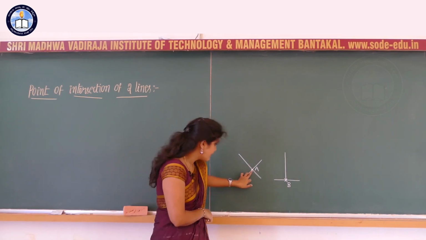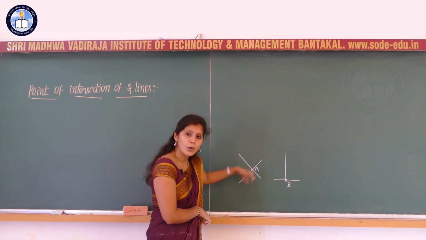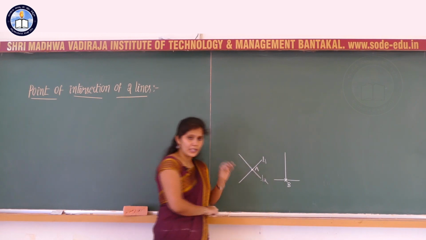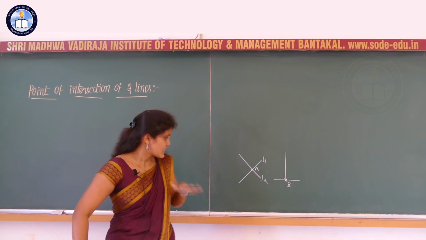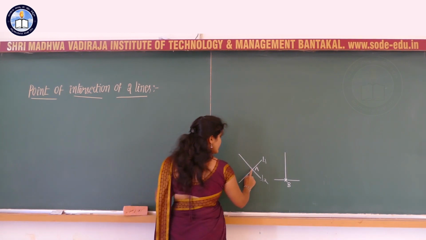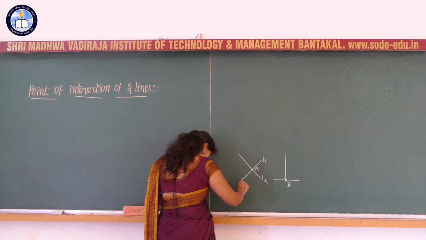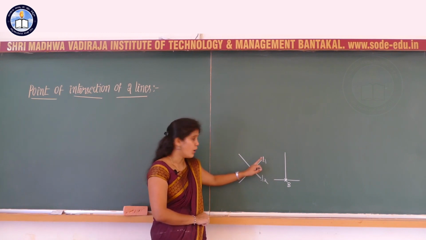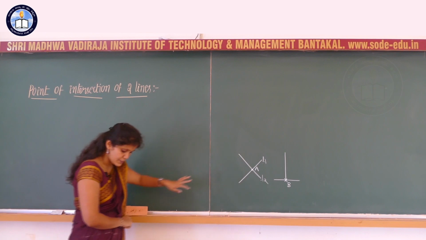Here you are having one point and this point is common to both the lines L1 and L2. At the point of intersection you are having one point, that is one ordered pair of x comma y, such that that is common to both L1 and L2, or that satisfies. So this point satisfies the equation of the line L1 and the line L2 respectively.